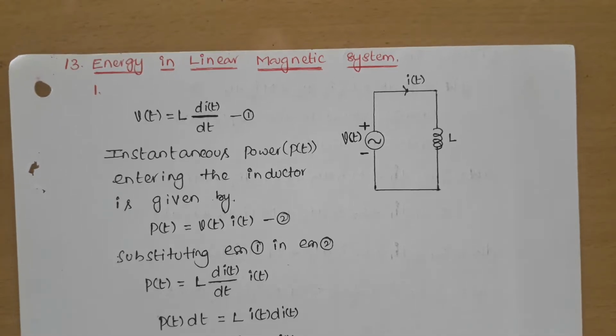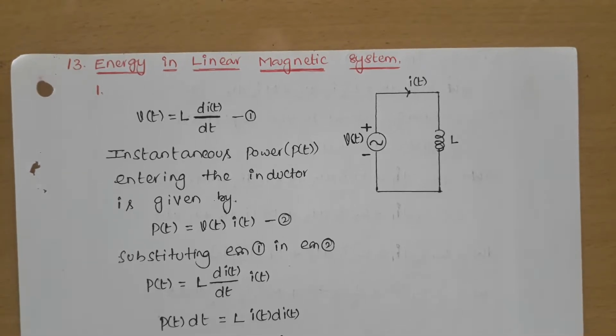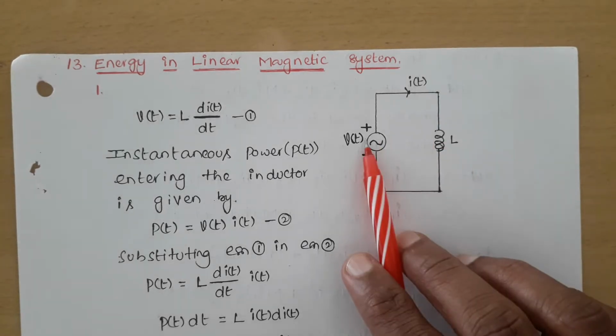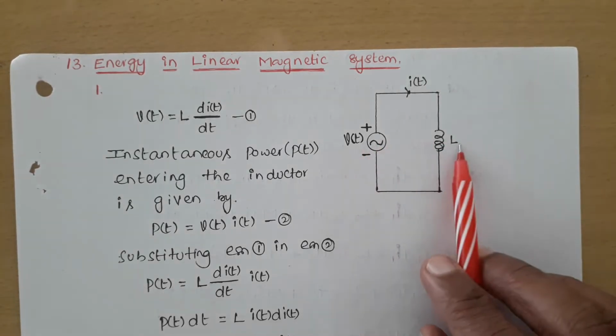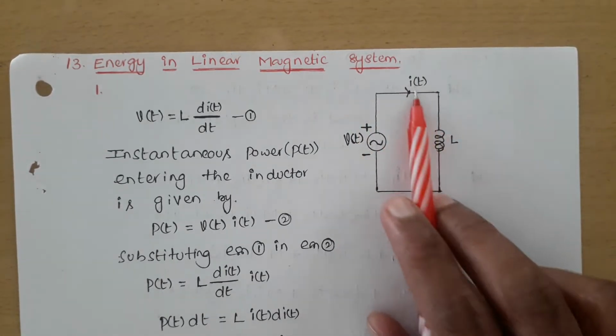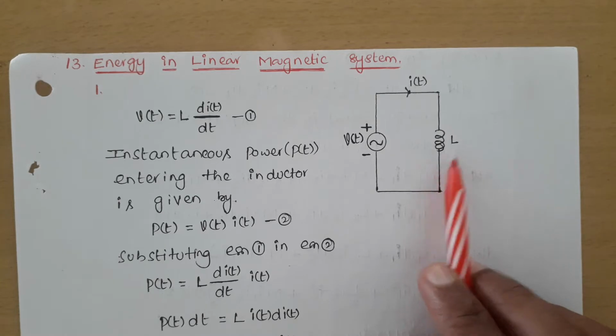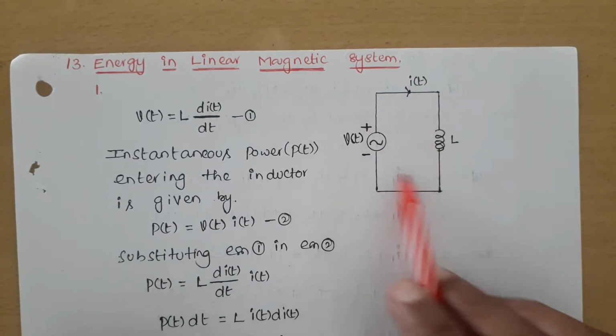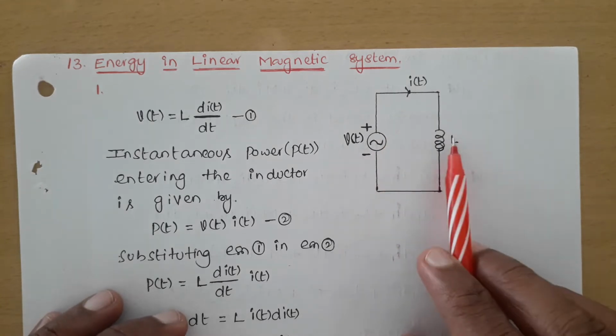So, energy in a linear magnetic system. Here there is only one inductor, and the inductor is connected to a voltage source. Once the inductor is connected to a voltage source, there is a current in the inductor. Let i(t) be the current in the inductor. Here we can find the energy stored in this inductor.